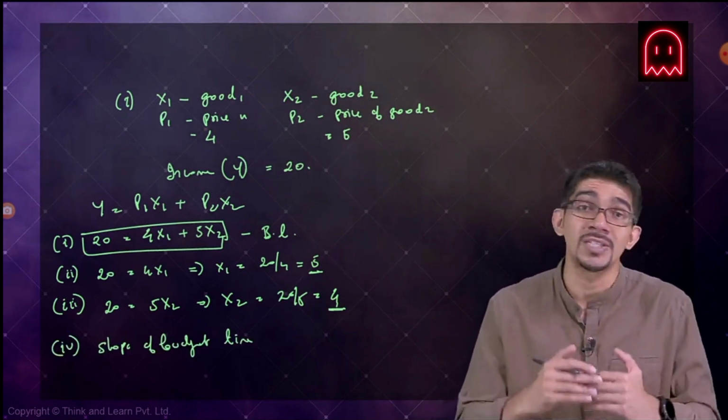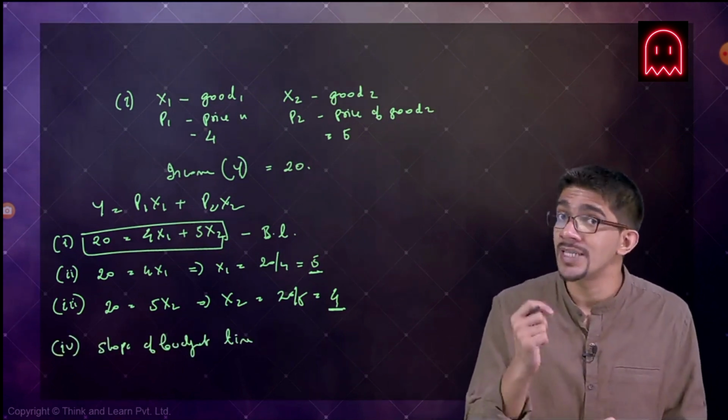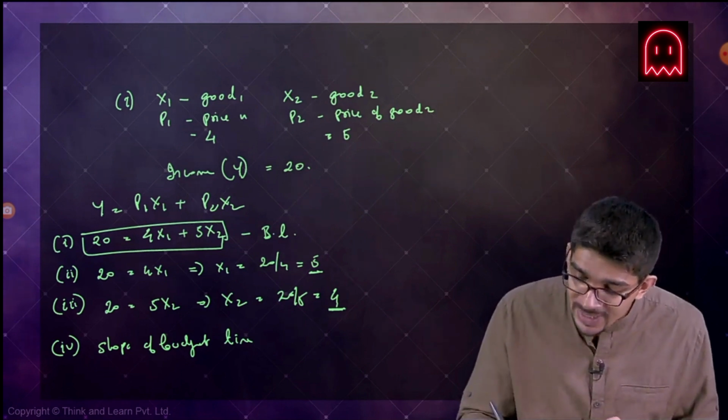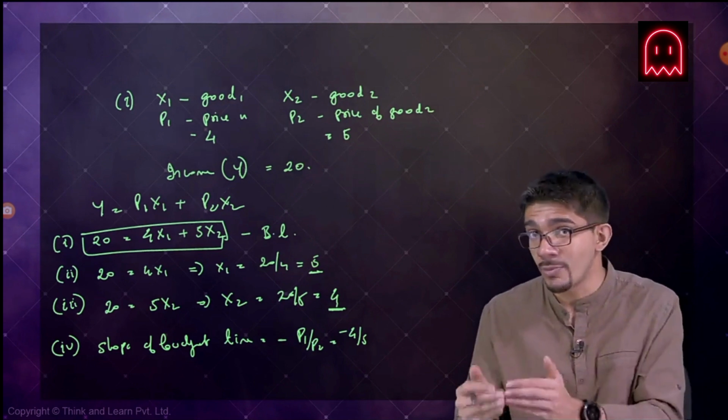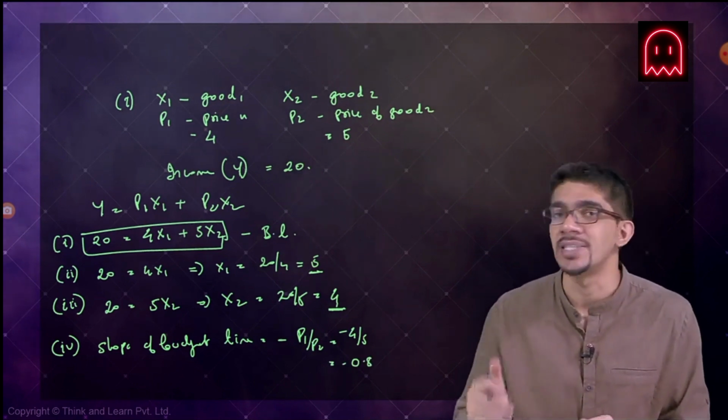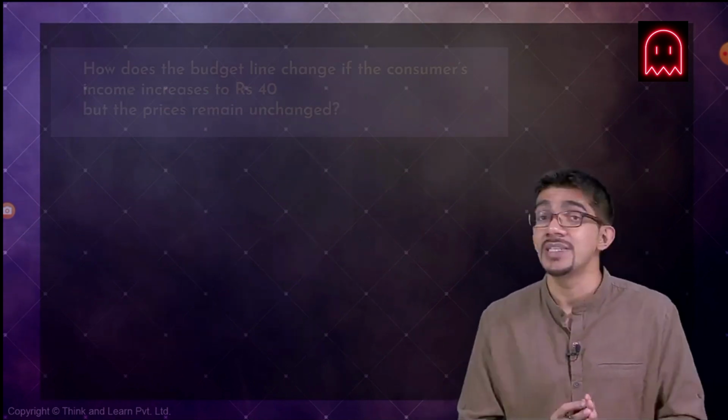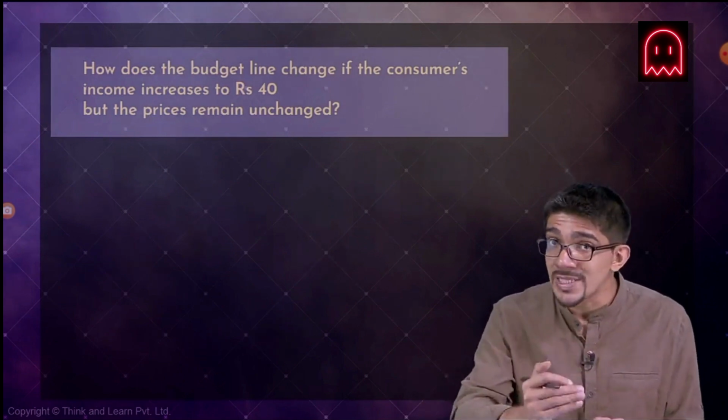Now finally, what is the slope of the budget line? Slope of the budget line is defined as the ratio of the prices, so minus P1 by P2, or minus 4 by 5, which is equal to minus 0.8. Now the next 3 questions are related to the first question with some tweaks.